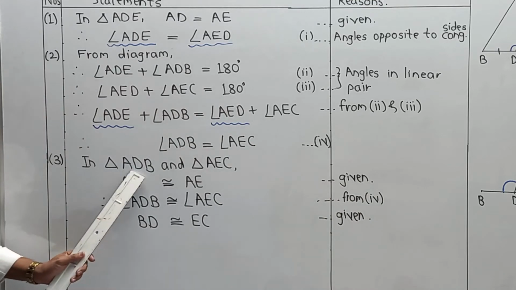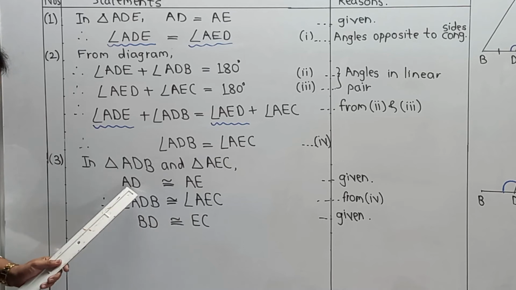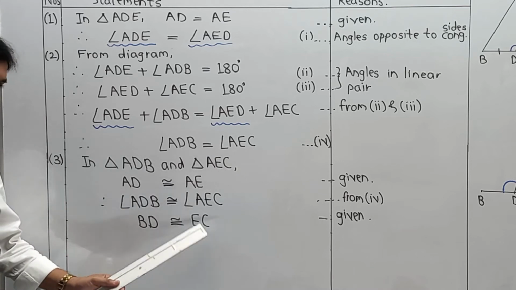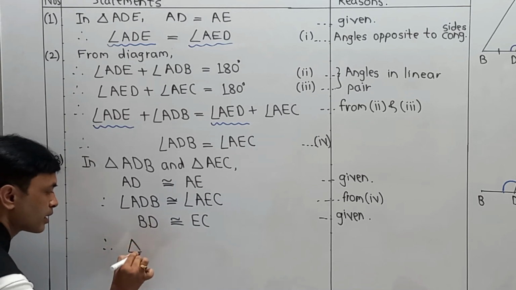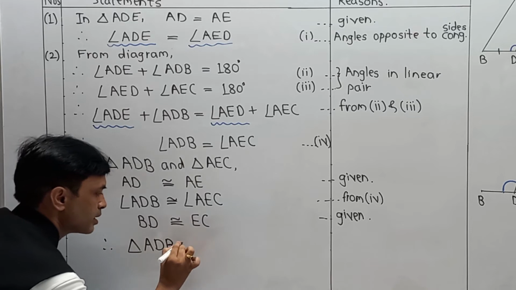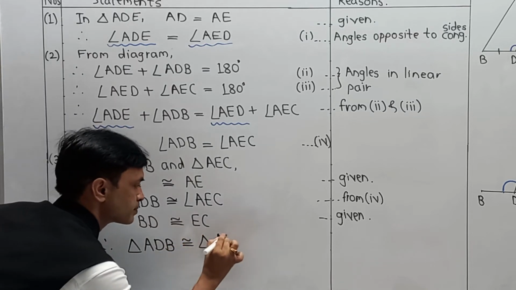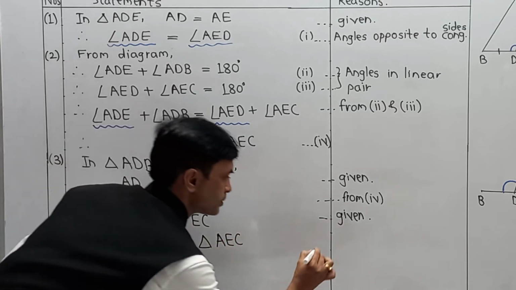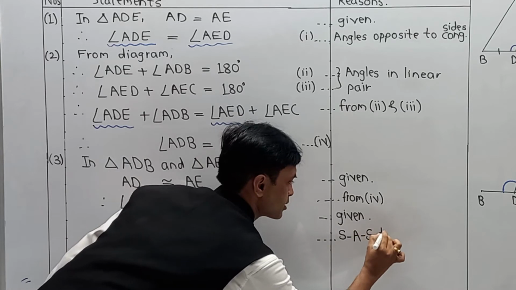Naturally, triangle ADB is congruent to AEC by the side angle side test of congruency. Therefore, triangle ADB is congruent to triangle AEC by the side angle side test of congruency.